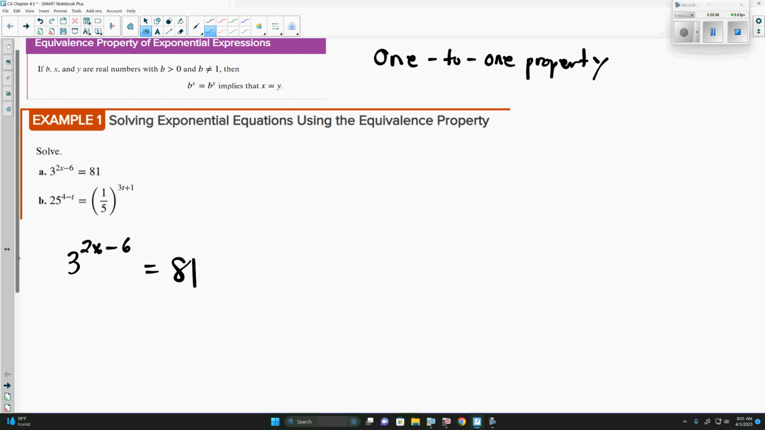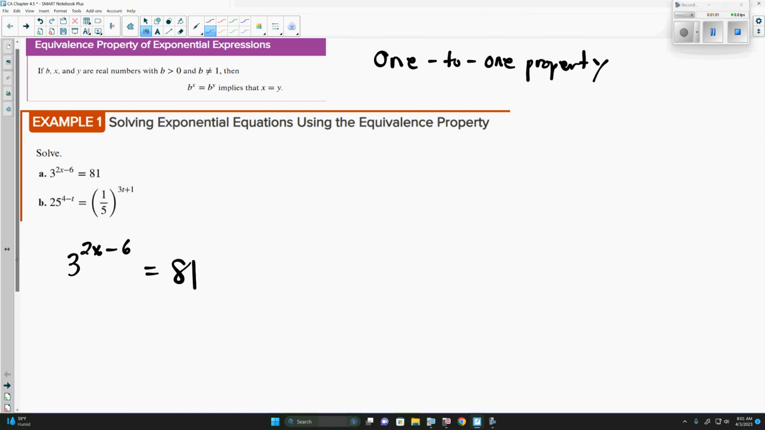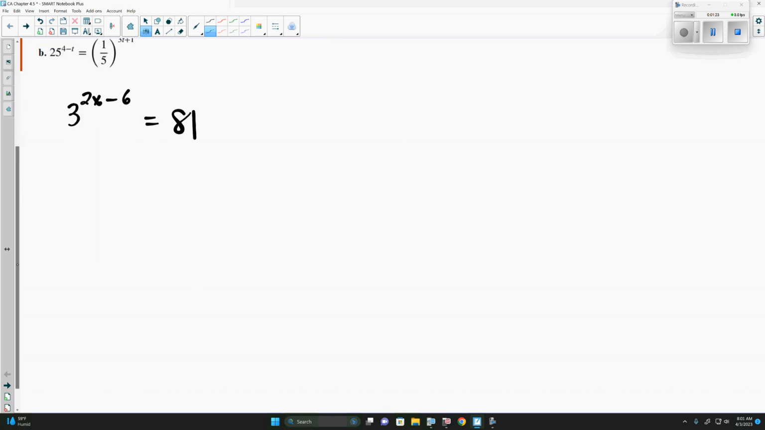Now, the reason we say kind of one-to-one property or the equivalent property of exponential expressions is if b, x, and y are real numbers with b greater than 0, so we don't have negatives, and b is different than 1, then b to the x is equal to b to the y if and only if the exponents are the same, x is equal to y. And what that means for us here is that if I look at this equation, 3 to the 2x minus 6 is equal to 81. If we can write both of these as base 3 to a number, then we can say the exponents are equal.